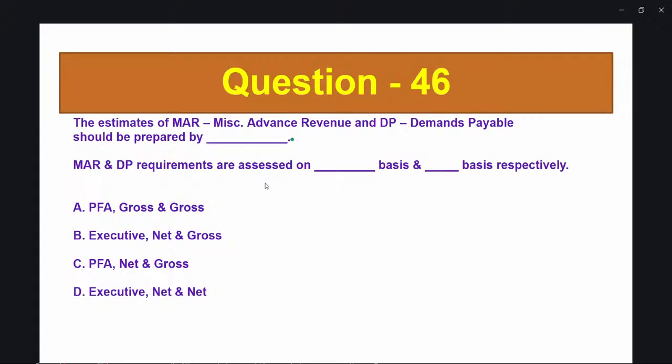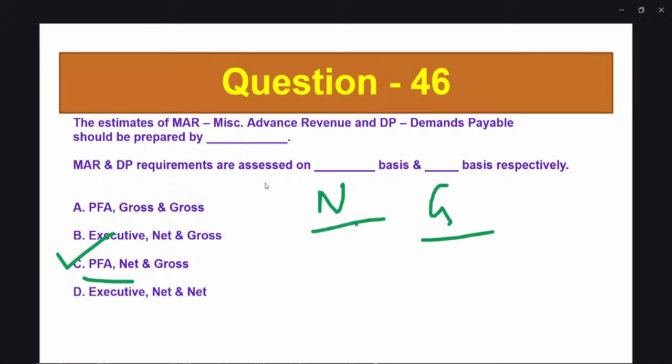The estimates of MAR and demands payable are prepared by whom? And the requirements are assessed on what basis? This is also a previous question. This is the PFA. See, all estimates are prepared by the executives, but these two are prepared by the PFA, accounts officer. And MAR is on net basis, not gross basis, only net. Whereas demands payable is gross.